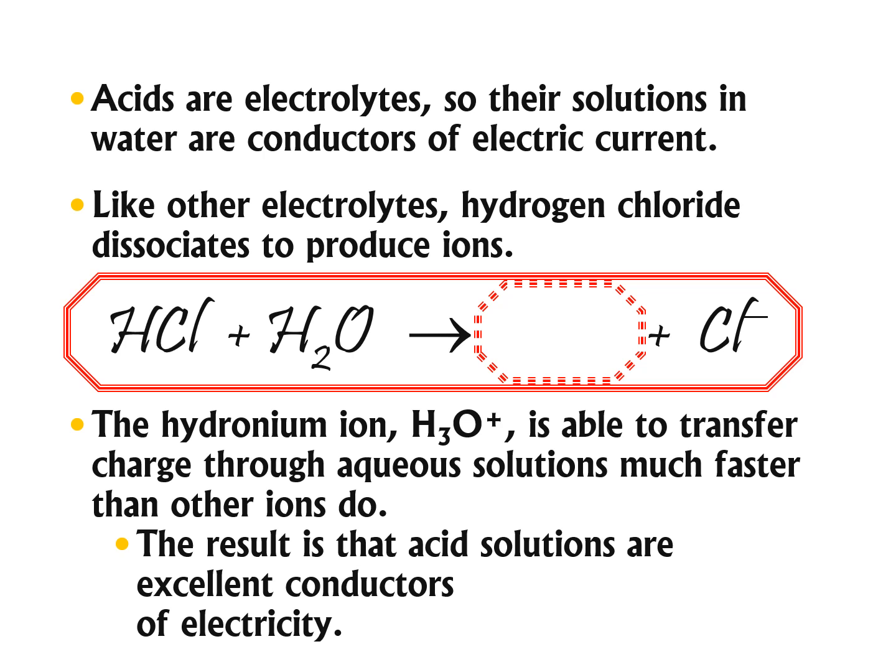So obviously, if every acid generates hydronium, and hydronium is an ion, well then acids are electrolytes. So that means their solutions in water are conductors of electrical current. Like other electrolytes, hydrogen chloride dissociates to produce ions. The thing about hydronium though, here, what's the formula for hydronium again?